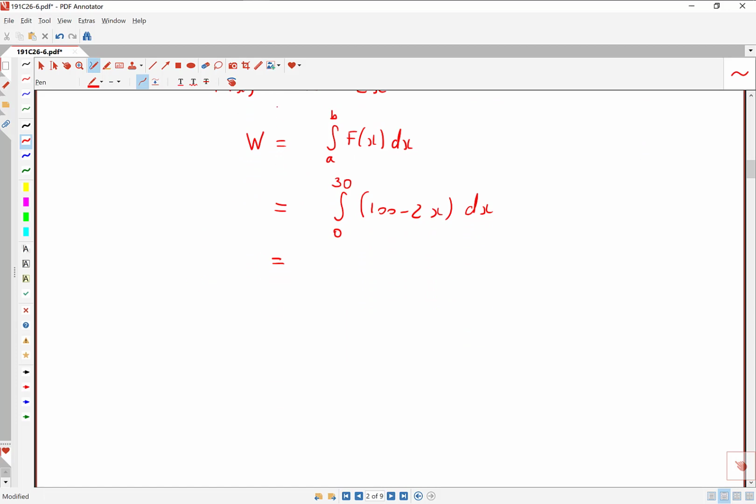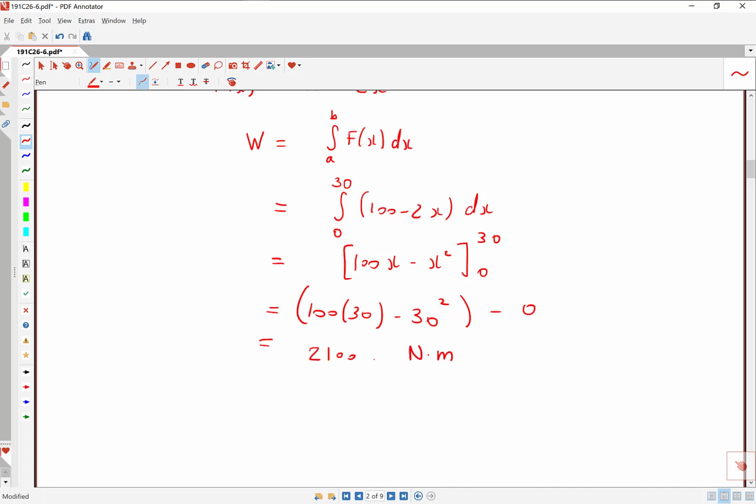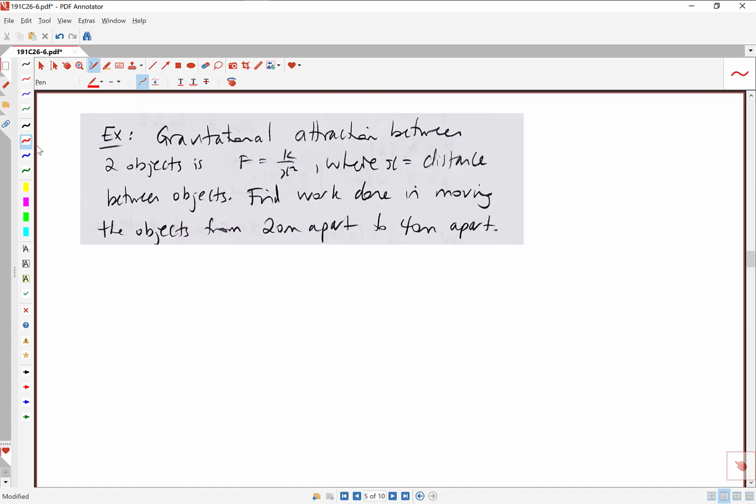So during our integration, we get 100x minus x squared and that's going to get evaluated at 30 and then at 0. So just plugging in, we'd have 100 times 30 minus 30 squared, and then subtracting off the value at 0 would give us 0. So that comes out to 2100 Newton meters, or you could say 2100 joules, for the amount of work done in winding up that chain.